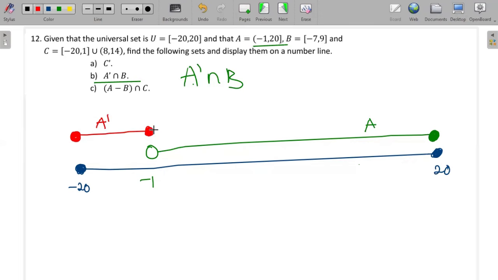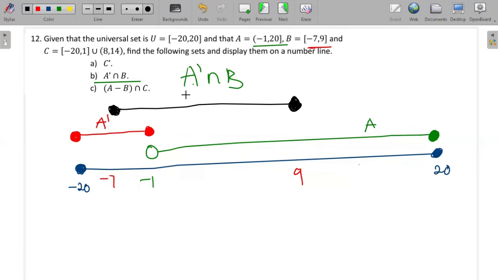So let's see where the A complement intersects with the B. B is from -7 to 9 inclusive. So -7 is somewhere between -20 and -1, so I can put it there. And then 9 should be somewhere there, between -1 and 20. You don't have to plot all the numbers here, just plot the important ones. So let's plot the B. B is from -7. Let me draw it in black. At -7 I'm going to shade it because it's included, all the way to 9.